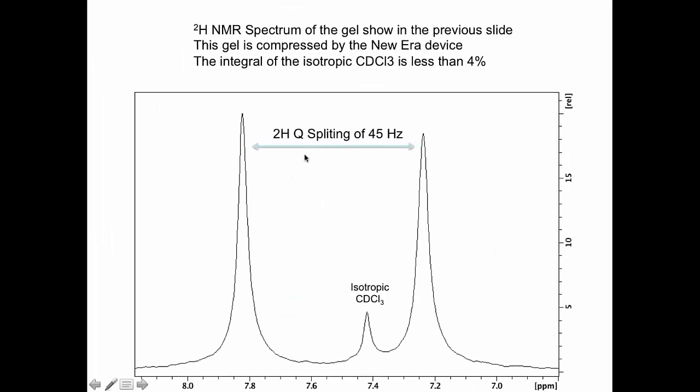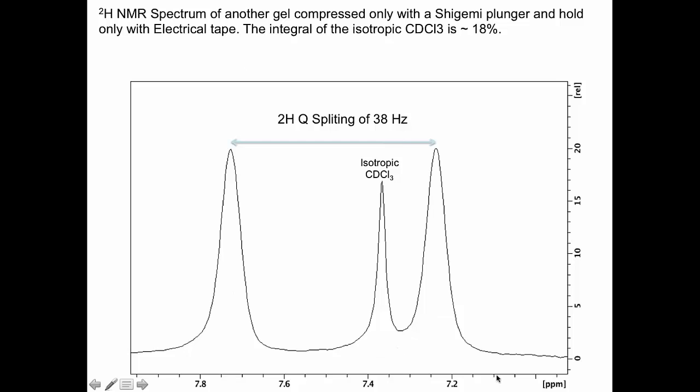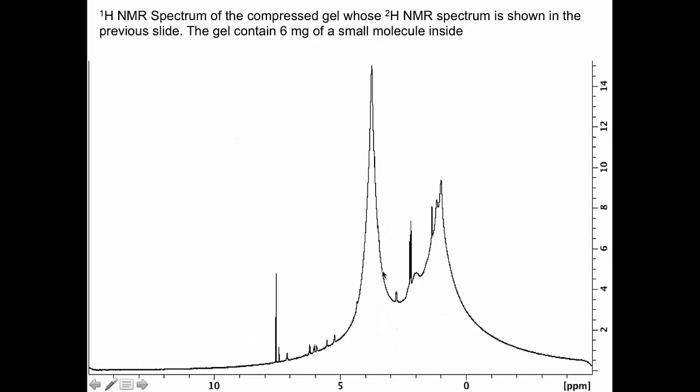And this is the 2H quadrupolar splitting, and for example, this gel was compressed by the New Era device, and then the integral of the isotropic CDCl3 is 4%. So if you use the plunger, normally you get 15%, but you can even go much lower. Here is with the Shigemi plunger, so you see more isotropic solvent.